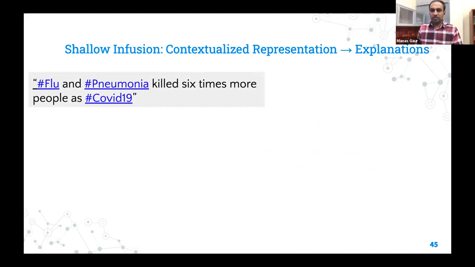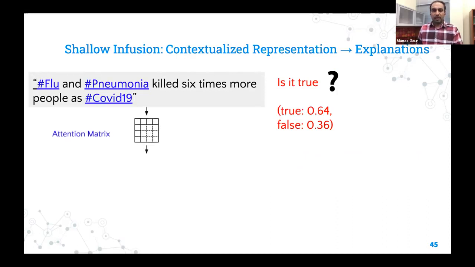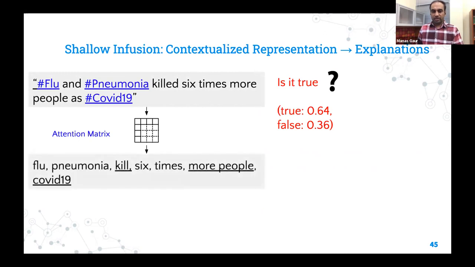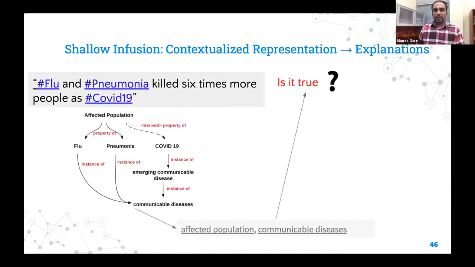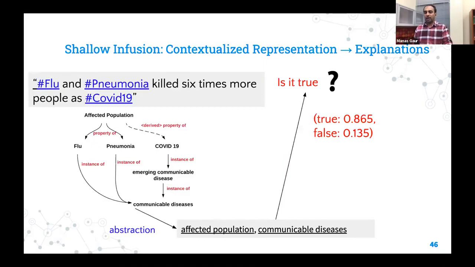Now consider this example of flu pneumonia that happened in COVID-19. The question is, is it true? You have a true of 0.64 and a false of 0.36. That comes when you are using an attention matrix. This is what we saw in our COVID data set. What we are trying to say is that it's the same question, but if we use a knowledge graph structure and replace this entire tweet with affected population and communicable diseases, and then we ask whether the answer is true, it comes out to be more true and less false.